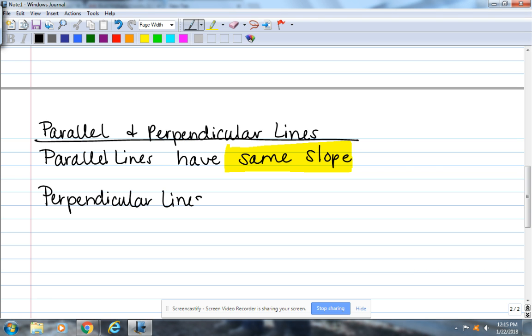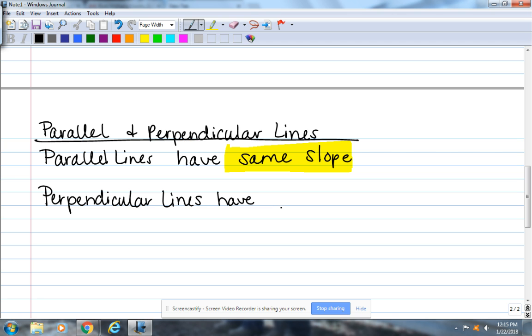Well, let's talk about perpendicular lines. Perpendicular lines are 2 lines that intersect, but it is special. What's special about perpendicular lines is when they intersect, they form 90-degree angles. They form right angles when they intersect. So all lines that are not parallel are eventually going to intersect each other, but perpendicular lines, when they do, they form 90-degree angles.